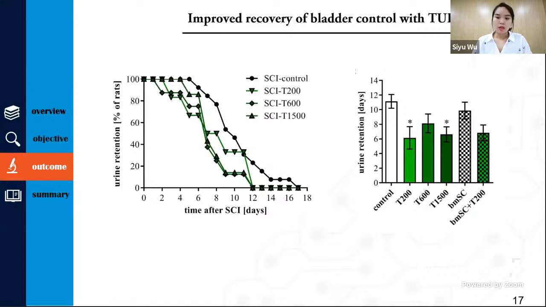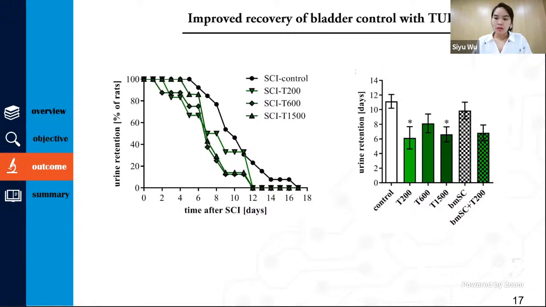result is about the autonomic function called urine retention. Animals lose detrusor muscle control after spinal cord injury, which causes urine retention. From the figures, TUDCA treated animals get neural function recovery earlier than the control group. It started at day 2.